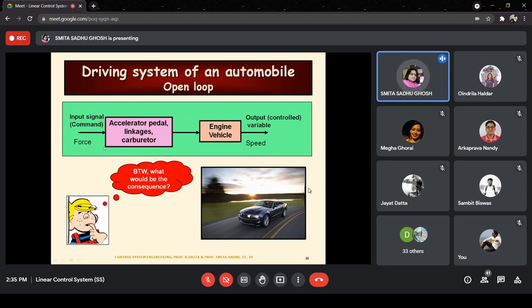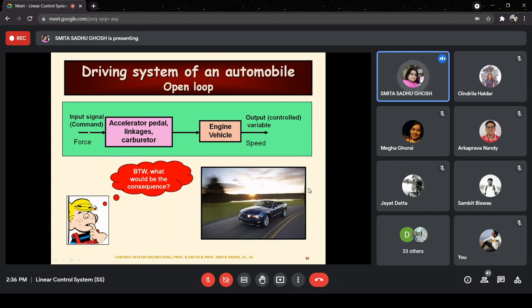Naturally, a force will be applied by the driver on the accelerator or the brake, and accordingly, through the linkages and then the carburetor, the engine, the amount of fuel is going to be sent and burnt, as a result of which the vehicle is going to have an increase or decrease in the speed. The model that we are considering is very simplistic. We've put the accelerator pedal, the linkages, the carburetor, and even the brakes, all into this block over here.